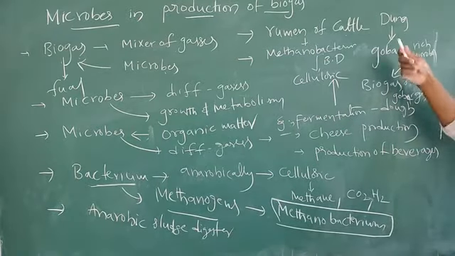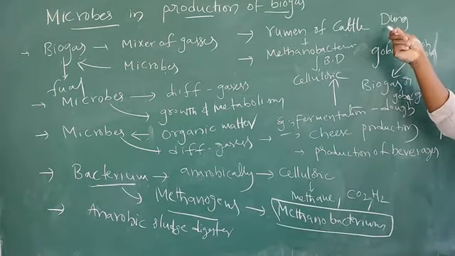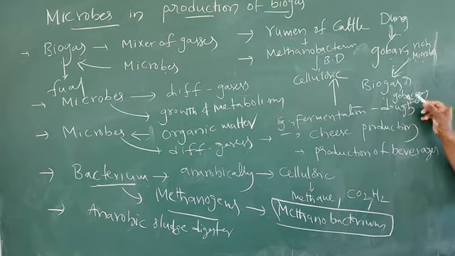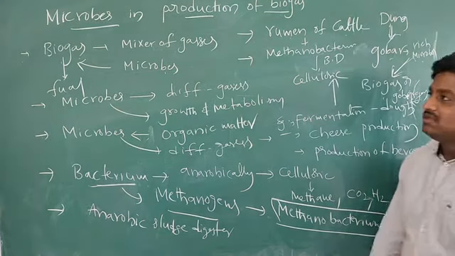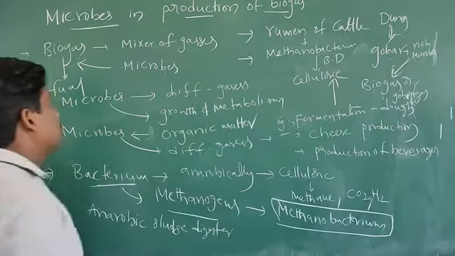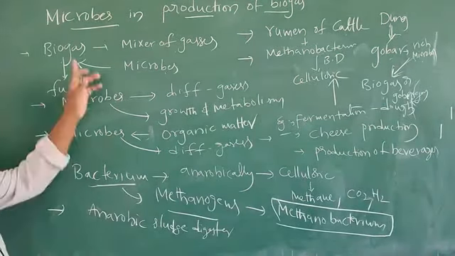Once again, see the cow dung, that is what you call gobar. This gobar is rich in microbes. The dung is mainly used for the production of biogas. So this is generally called gobar gas. This is the microbes' production of biogas. Once again, see, biogas is a mixture of gases, mainly due to the activity of microbes, and it is also used as a fuel.